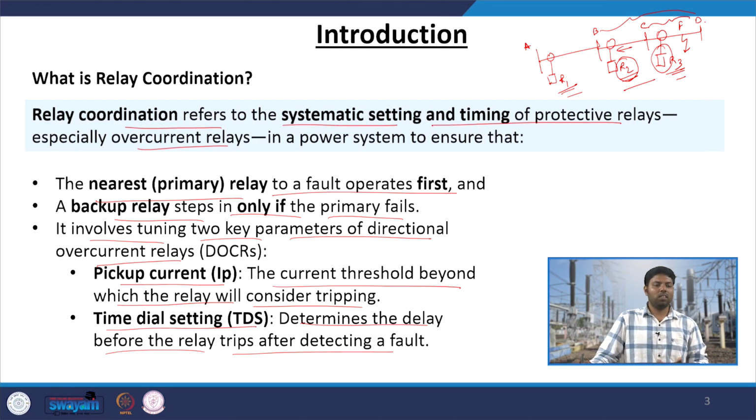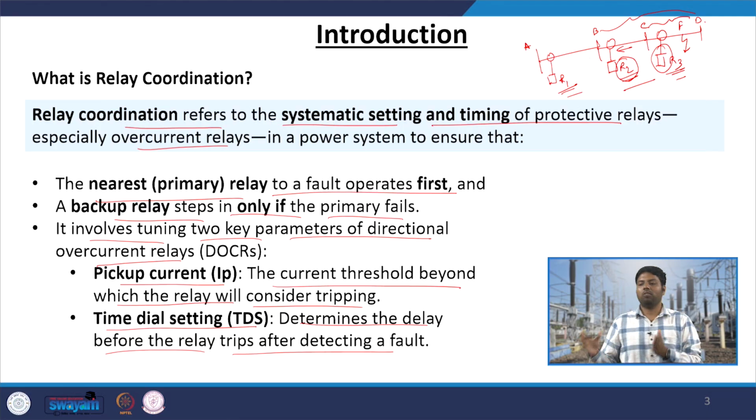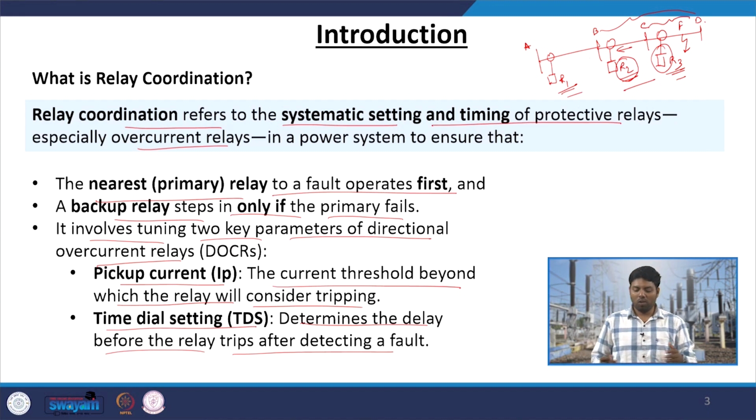The primary relay time delay setting will be very low, because it cannot allow the fault to be there for a very long time. For a backup relay, when it acts as a backup, the time setting will be a little bit higher, and that must be more than the time setting of the primary relay. Then only it will act after the primary relay.